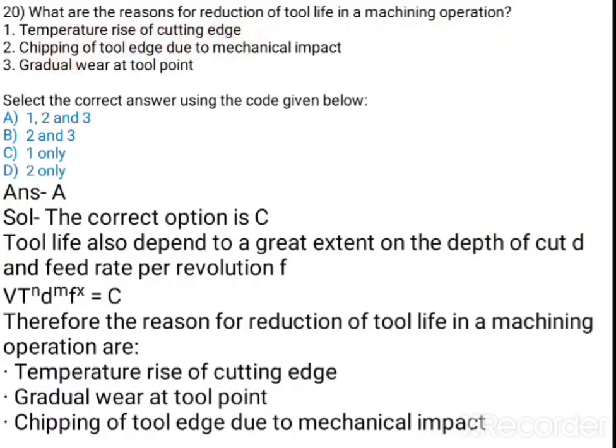So what are the then chipping of a tool edge due to the mechanical impact, gradual wear at tool point. Select the correct answer using code given below. So correct option is the C. What is C? One only.